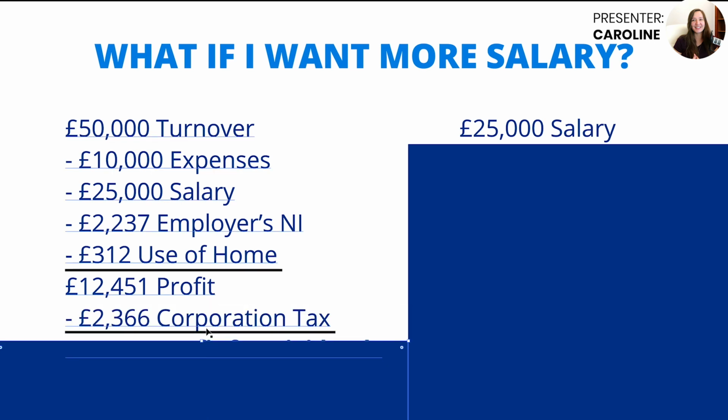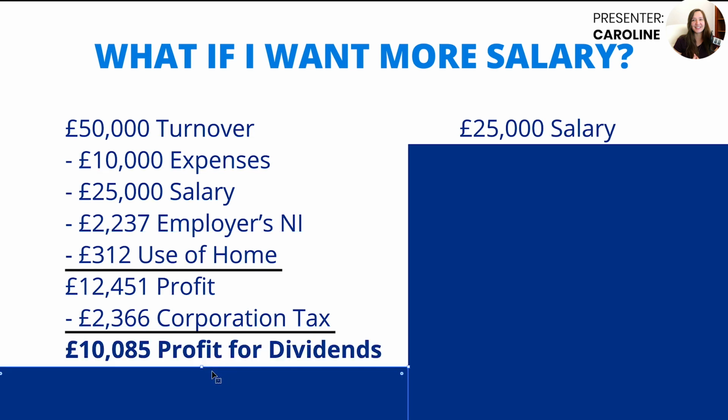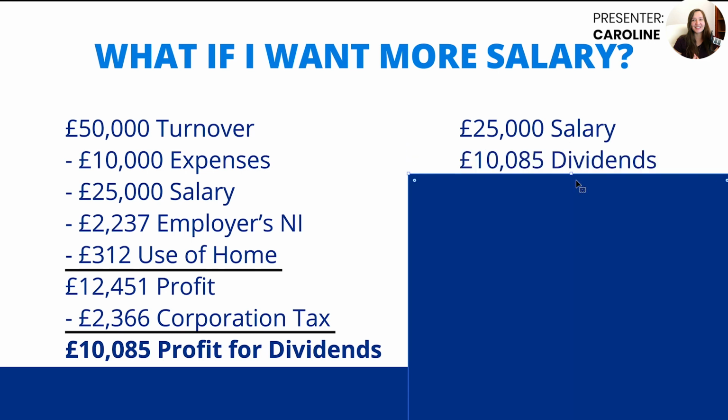And from that, we need to deduct corporation tax. So the available profit for dividends in this case is only £10,000. So let's work out the personal tax bill on that. I've done this in a shorthand version this time. We're not going to go as in depth as before, but I will explain each step so you're not confused.